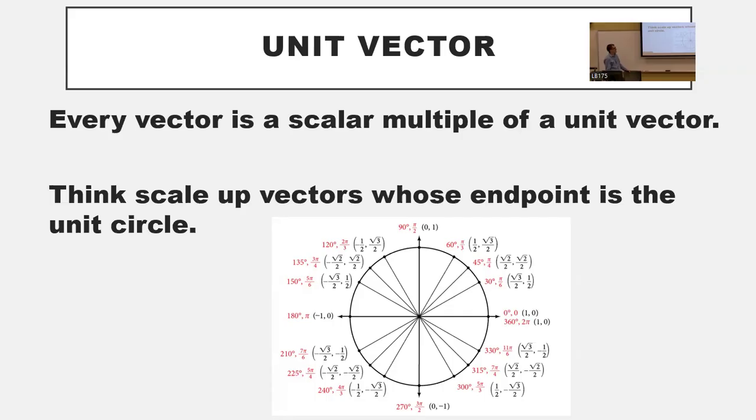Let's say I have a vector of length 8 at angle π/3. Well, that's just the unit vector at angle π/3 scaled up by a factor of 8. Or let's say I have a vector of length 0.2 in the direction of 11π/6. That's just the unit vector in the direction of 11π/6 scaled down to a length of 0.2.